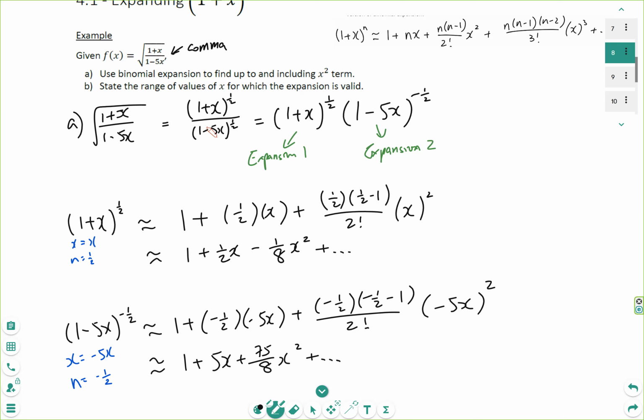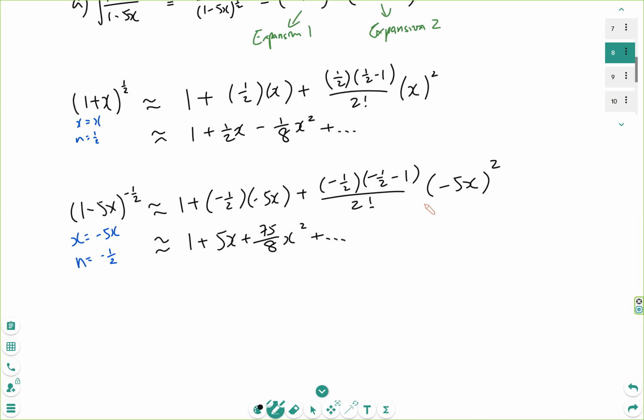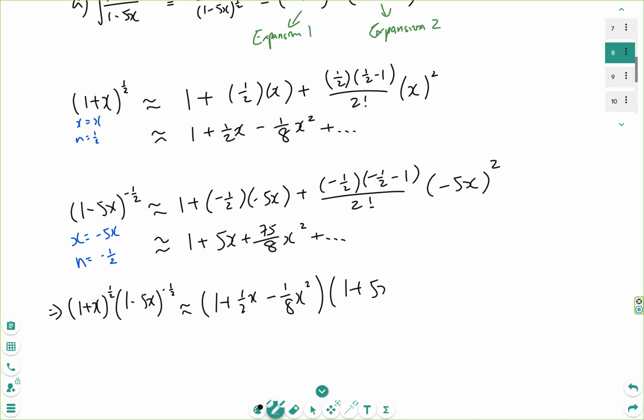Now, we have not answered the question yet. We want to find the expansion of this. What do we have to do? We have to multiply the two expansions together. So 1 plus x to the power of a half times 1 minus 5x to the power of minus a half is roughly equal to 1 plus a half x minus 1/8 x squared, times 1 plus 5x plus 75 over 8 x squared. Now remember we only want the terms up to x squared, so we don't have to multiply everything.